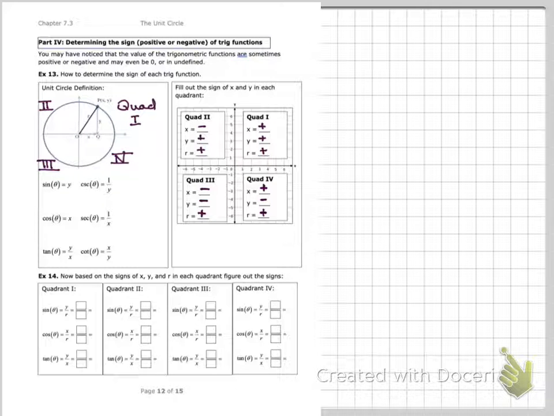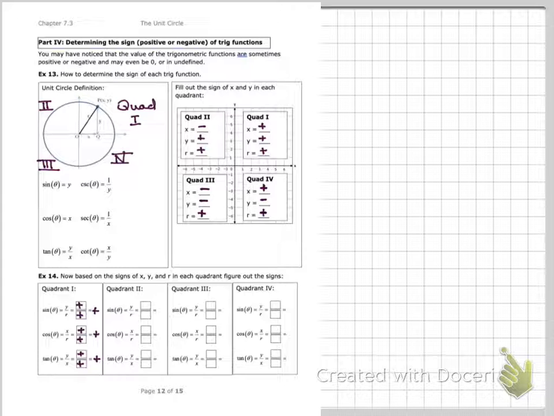Okay. So we want to take a look at what happens to the trig ratios in each of those quadrants. So we are taking a look at our 3 basic trig ratios. Quadrant 1, Y is positive, R is positive, so our sine is always positive. In quadrant 1, cosine, X is positive, R is positive, so the cosine is positive. And in the tangent, the Y is positive, the X is positive, so tangent's always positive. Pretty easy to remember. In quadrant 1, everything's positive.